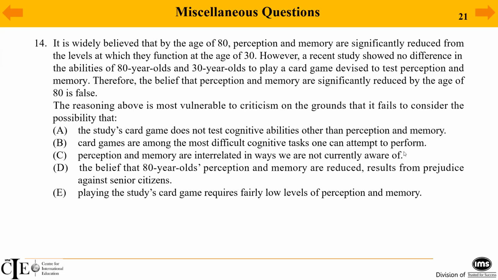The reasoning above is most vulnerable to criticism on the ground that it fails to consider the possibility. So you have to weaken it. So you have to focus on the evidence. What is the evidence? It is talking about the card game. Based on that, they are deriving the conclusion. So attack the evidence.